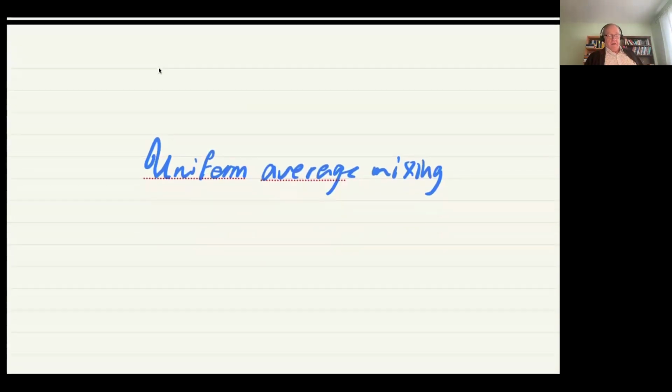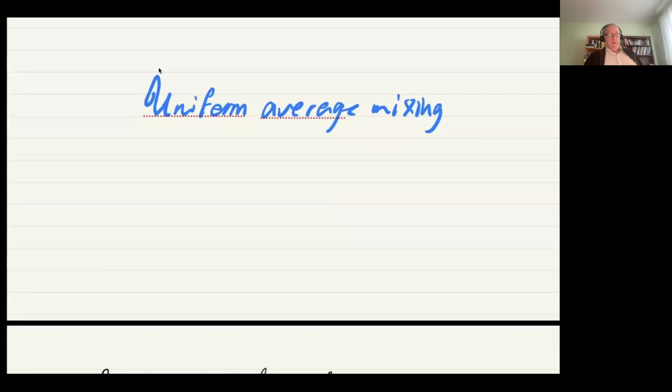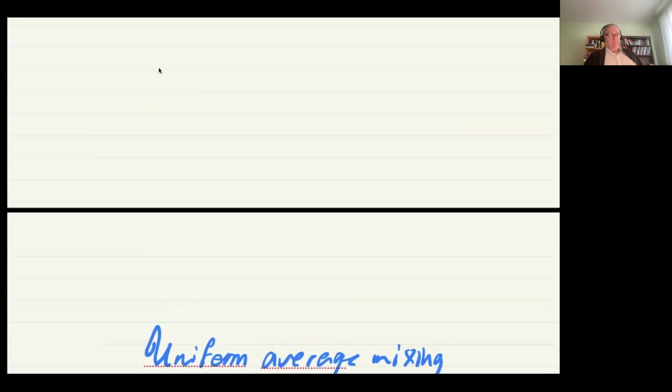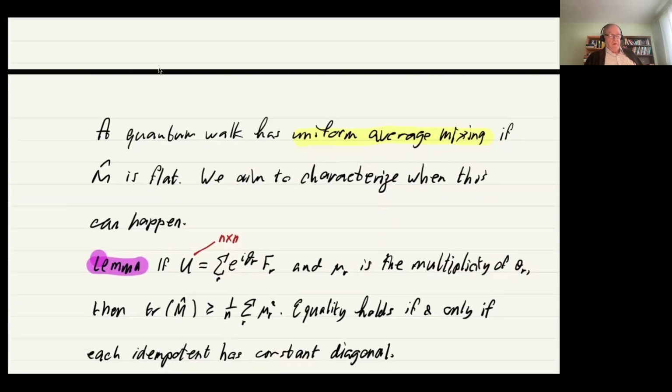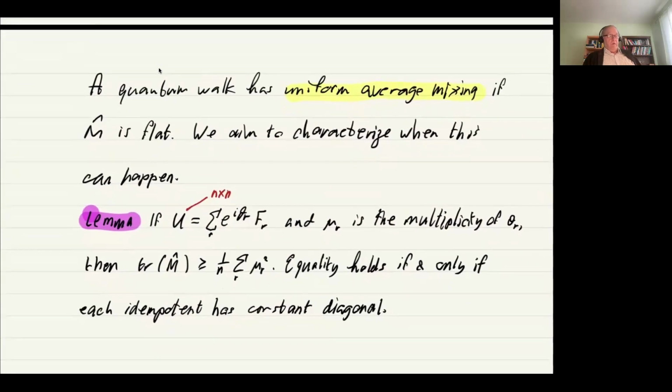I want to consider another special case, uniform average mixing. This is where the average mixing matrix is flat. All entries in the average matrix have the same value. So we're going to say a quantum walk has uniform average mixing if M hat is flat. Now, notice that M hat needn't be real in general.